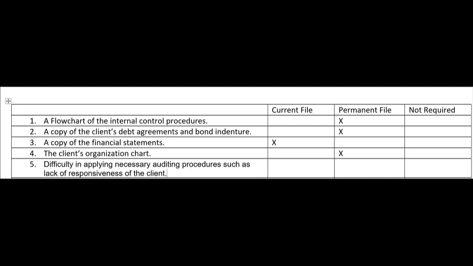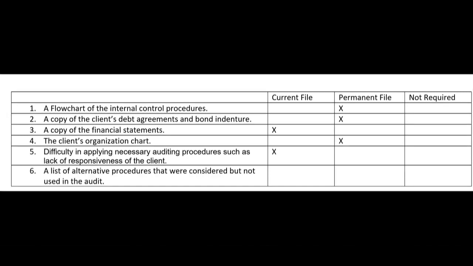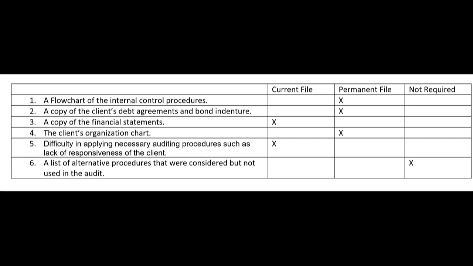Number five, difficulty in applying necessary auditing procedures, such as lack of responsiveness of the client. And of course, that'll go into the current file because the current file will include such analysis that relates to the current year under audit. Number six, a list of alternative procedures that were considered but not used in the audit. And the answer is that's not required to be documented. So if you considered certain procedures but did not use them, that's not required documentation. That wouldn't have to go in the current file or the permanent file.